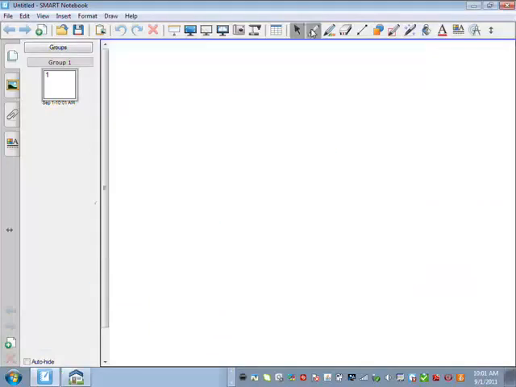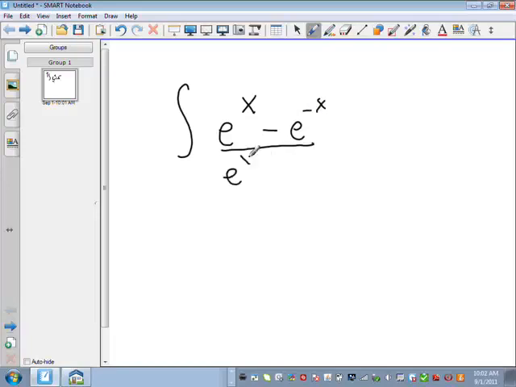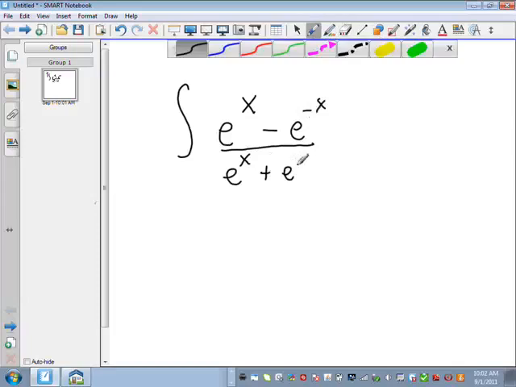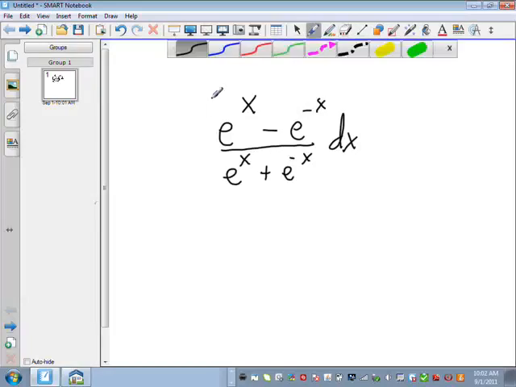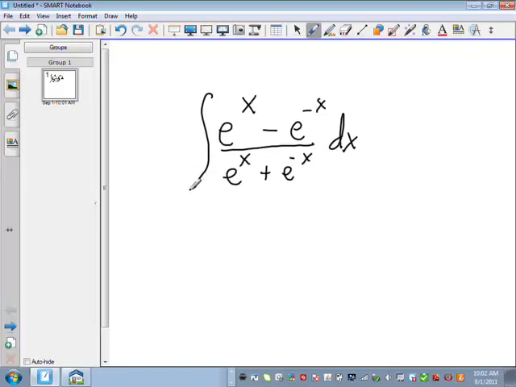There's a question about indefinite intervals. Go ahead. The indefinite integral of e to the x minus e to the negative x, divided by the same expression except there's a plus in the middle. All right, we're going to find the antiderivative of this.